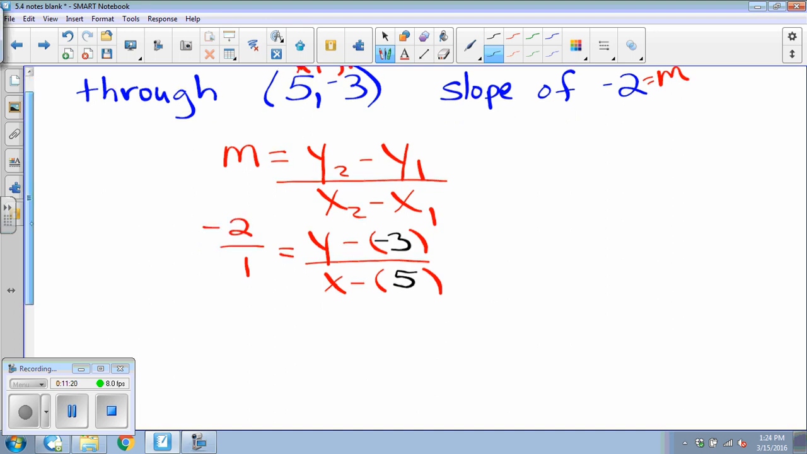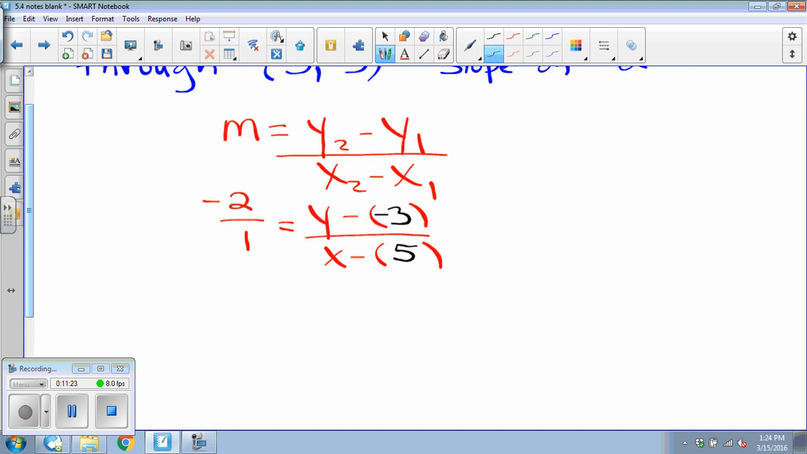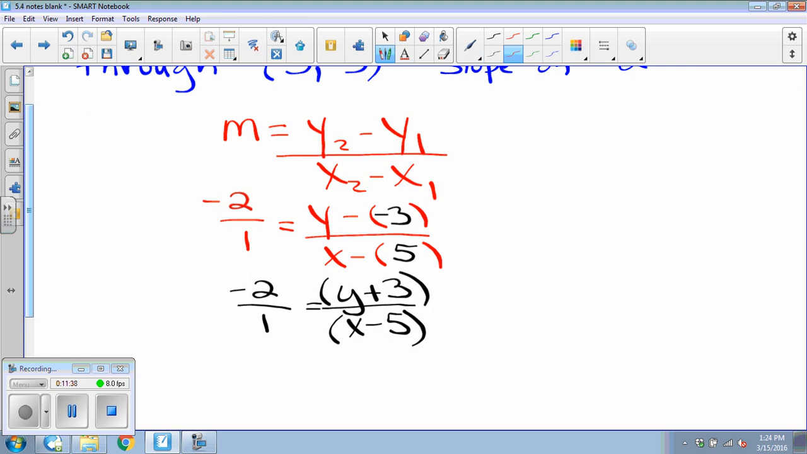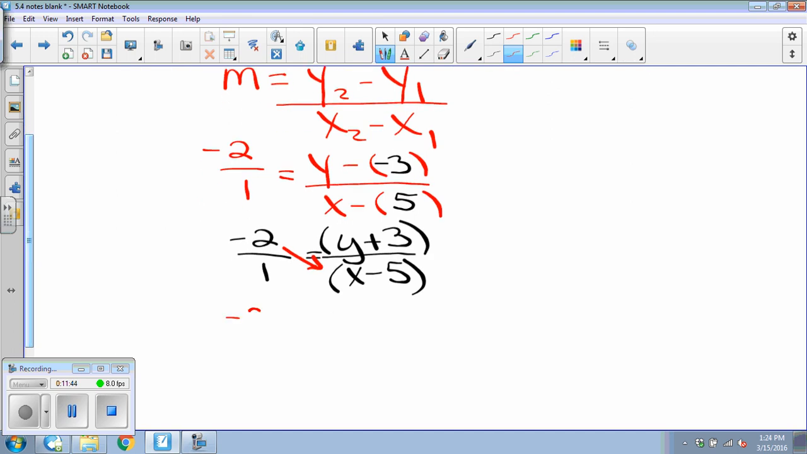Okay, so you need to be careful. That's minus -3, which changes to +3. So it's -2 over 1 equals y plus 3 over x minus 5. Now we can cross multiply and solve. So it's -2 times (x minus 5) equals 1 times (y plus 3).